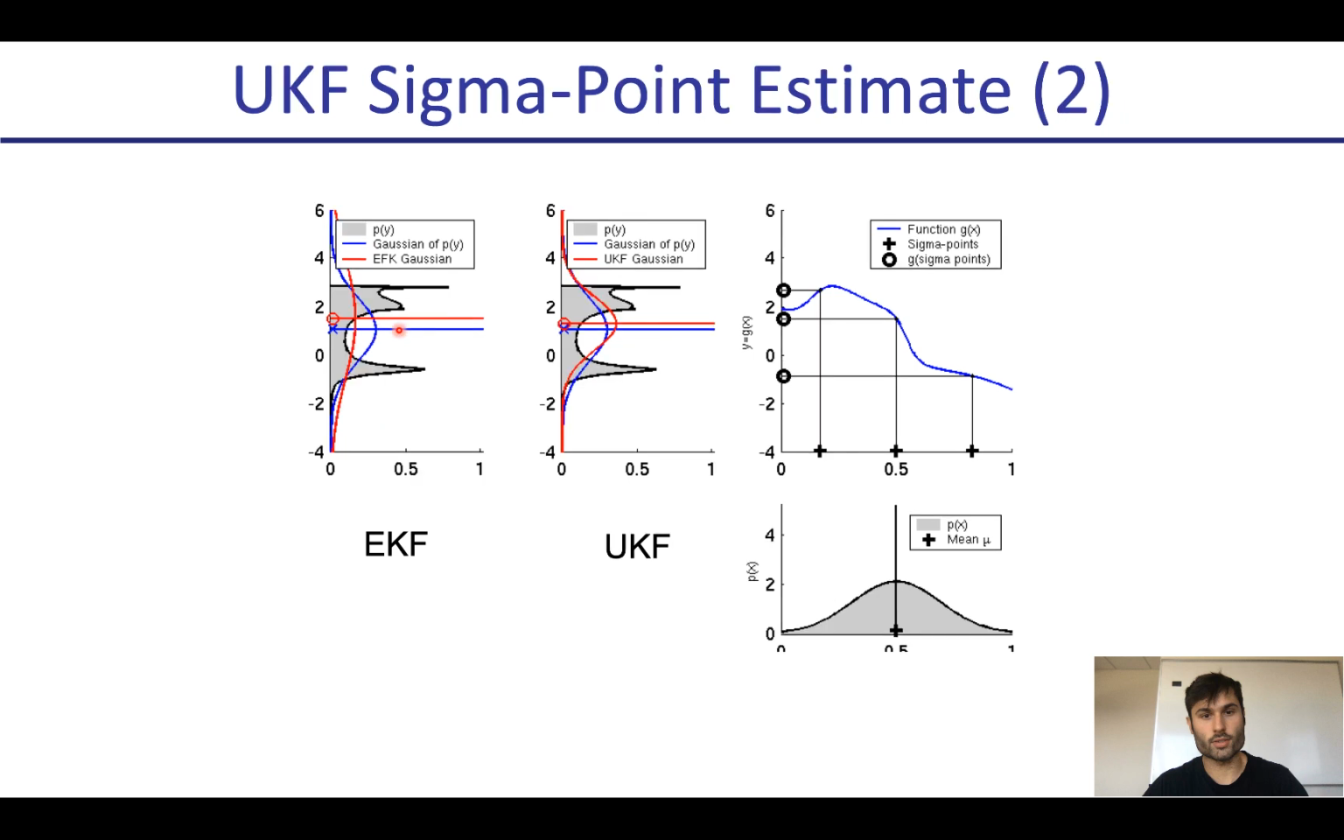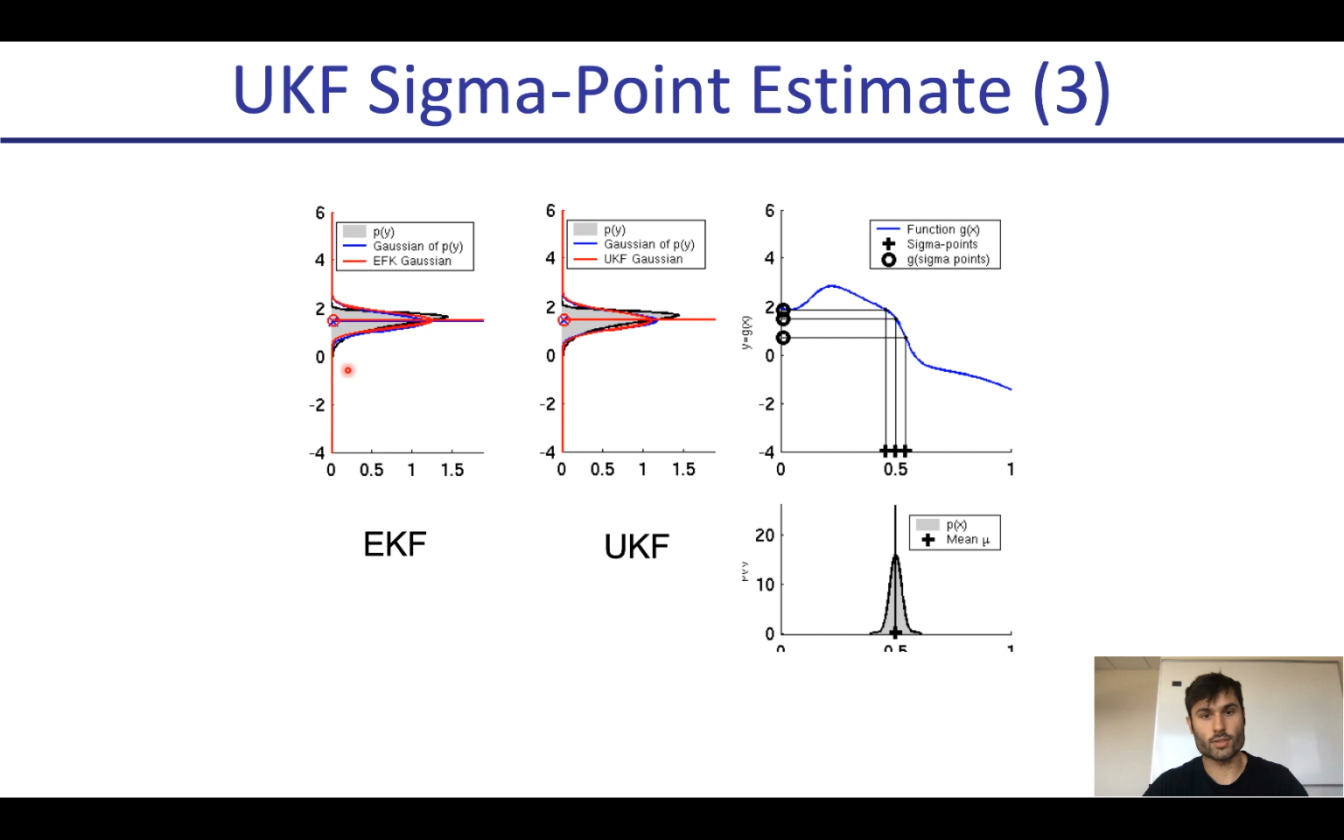Here we see the case where we have higher variance, and we saw that the EKF leads to a pretty poor approximation of the real Gaussian. Instead, if we use the sigma point estimate that the UKF gives us, it's a much closer approximation. We see that the blue and the red curve are much closer than the blue and red curve in the extended Kalman filter.